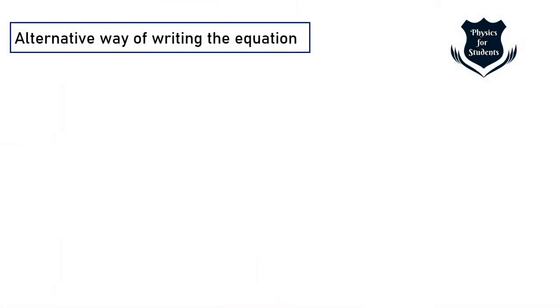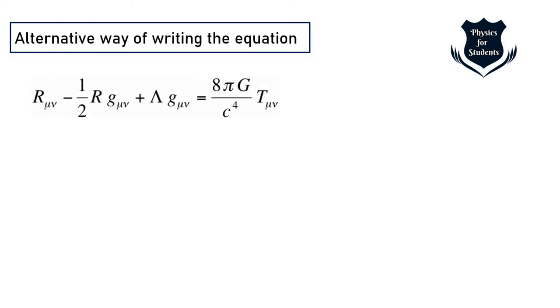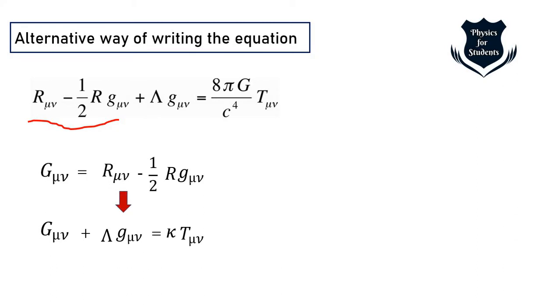Now we can write the Einstein field equation in a different way, and this is the original form of the equation, and you see this R mu nu minus half R g mu nu. This can actually be written as G, capital G mu nu. Once we write this, we can replace this R mu nu minus half R g mu nu, which is the G mu nu part, plus the lambda g mu nu equals kappa times the stress-energy-momentum tensor, that is T mu nu.